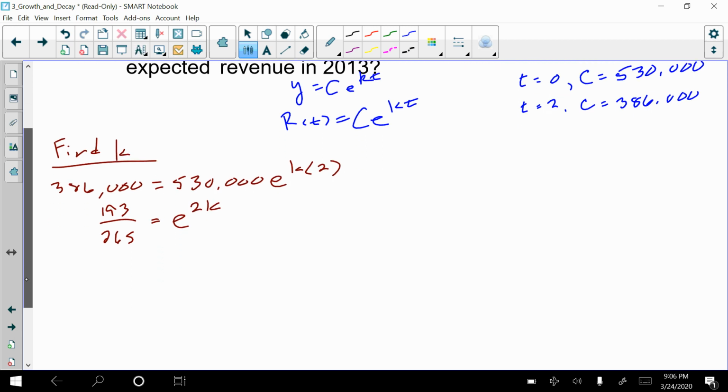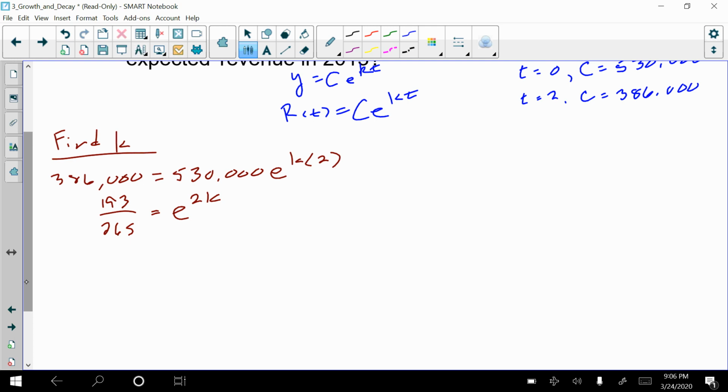And as you've seen a couple times in this video already, to get k out of the exponent spot, we will use properties of logarithms. So that will give me the natural log of 193 over 265 to be equal to 2 times k. And so you divide both sides by 2, and that is going to give you about 0.159 to be approximately equal to k.